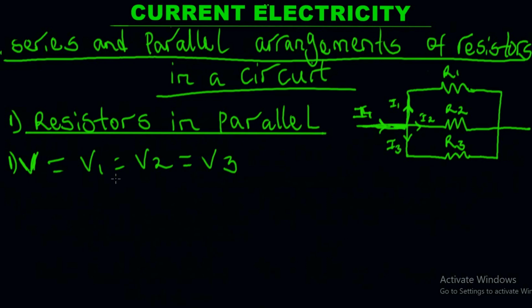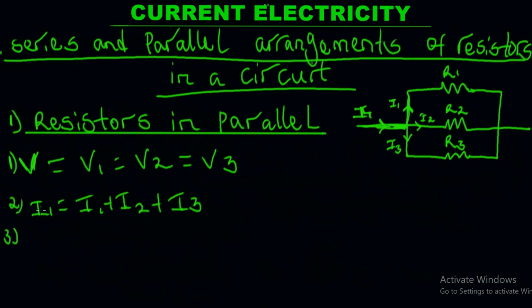So here, the current cannot be the same again. It is the voltage that is the same when they are in parallel. Because of this, the total current will be equal to the sum of the individual currents, which is I1 plus I2 plus I3. We get this now. Good. Then this is point number 2.